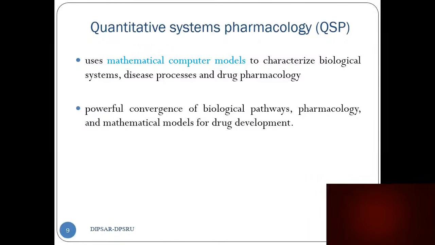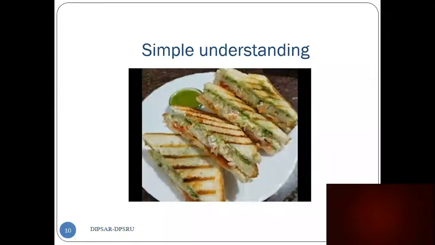These disciplines are all interconnected with each other, but there are differences. You should understand the differences, and then you can think, according to your research area, which one has to be applied and why. Quantitative system pharmacology, we will do a separate session on QSP as well, uses mathematical computer models to characterize biological systems, disease processes, and drug pharmacology. It's a powerful convergence of biological pathways, pharmacology, and mathematical models for drug development. So that is QSP.